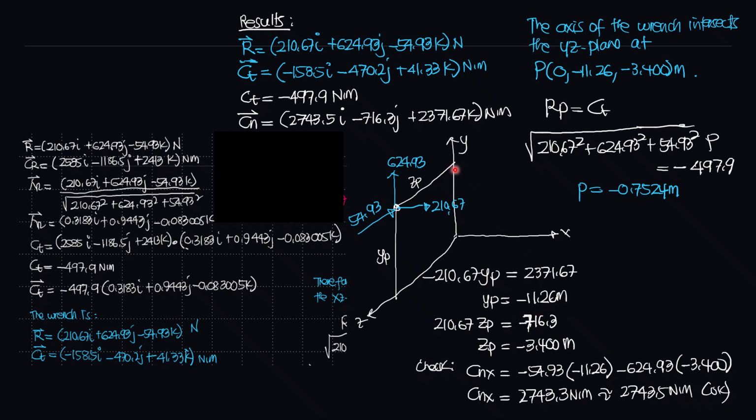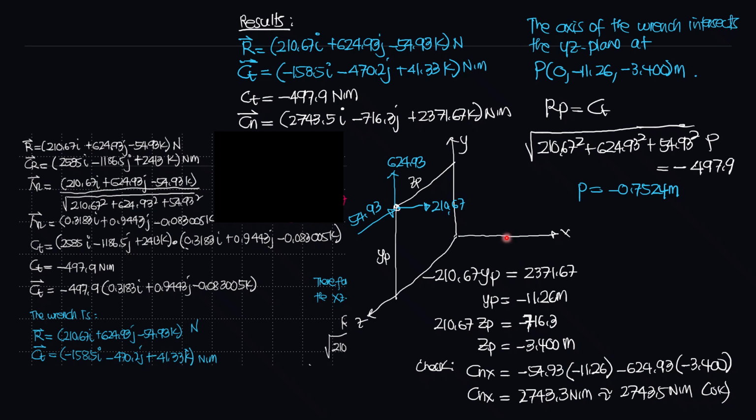Likewise, to solve for zp, take the moment about the y-axis, positive in that sense, which is the same sense as the moment of 210.67. The rest pass through the y-axis or are parallel, so don't mind them. So positive 210.67 times zp equals C sub ny, and C sub ny is equal to negative 716.3. Equating, zp is negative 3.400 meters.